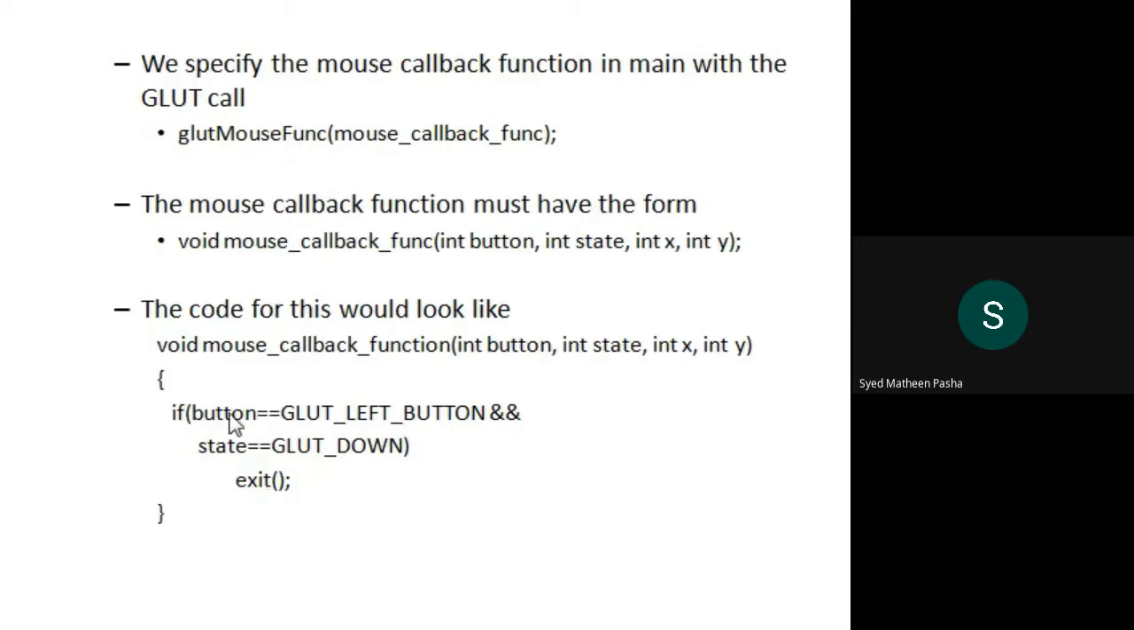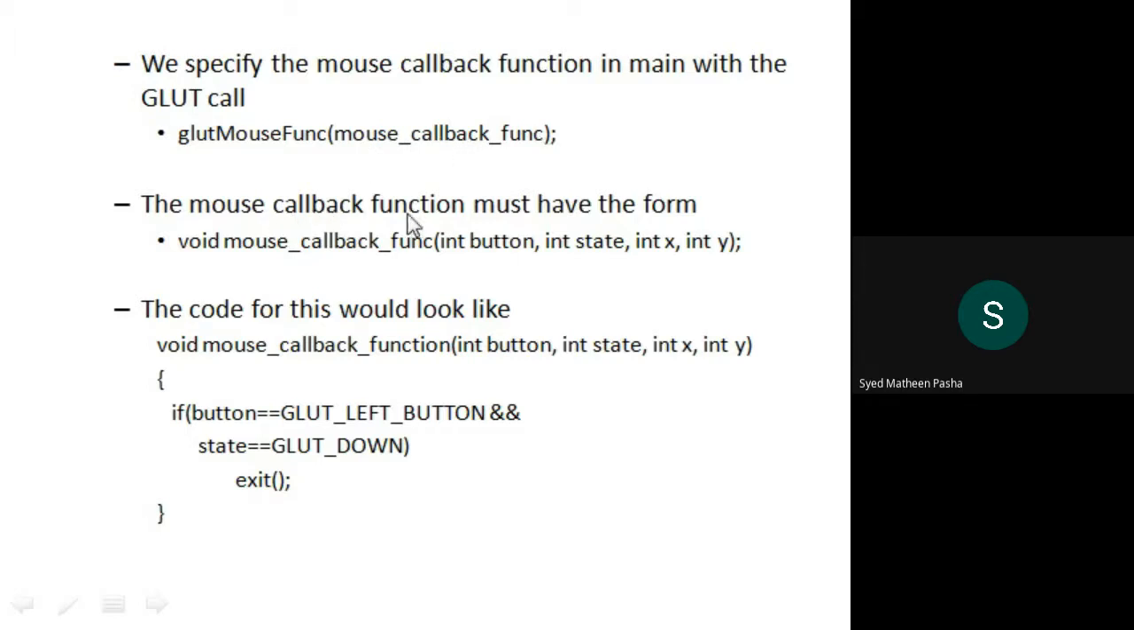Then, how is the mouse callback function implemented in the GLUT library? We specify the mouse callback function in main with the GLUT mouse function. This function we have already seen, which tells that you are using a mouse event, and that you are defining this particular function inside the main function. You will be calling this callback function inside main using the GLUT call. This is the function which basically registers a callback function called the mouse callback function.